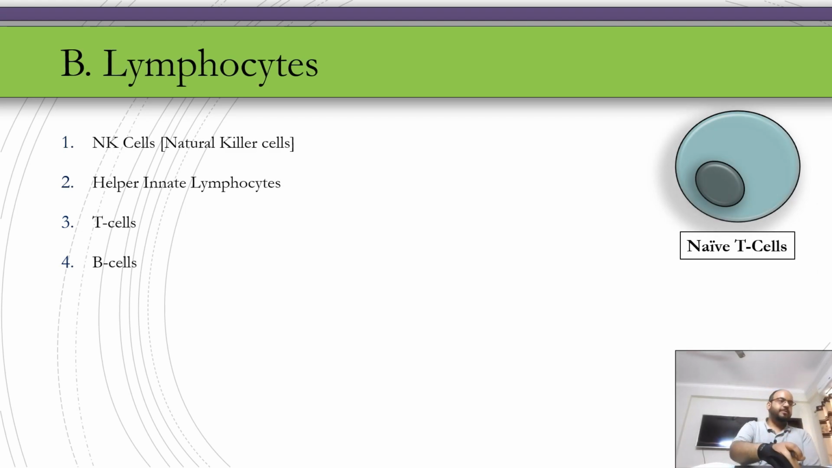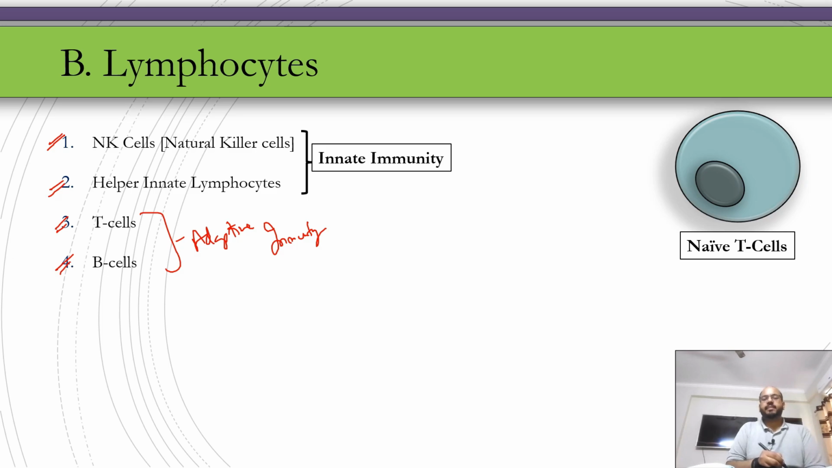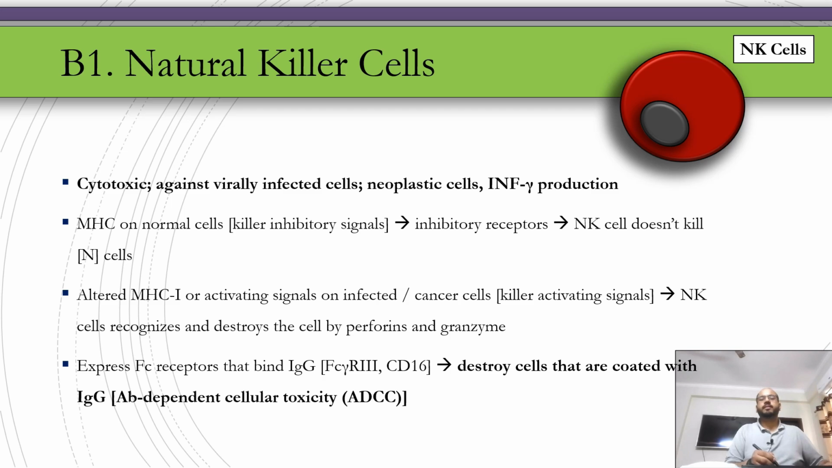We have discussed neutrophils, basophils, eosinophils, mast cells. Now we'll discuss a bit about lymphocytes. Lymphocytes are of majorly four types. You have NK cells, helper innate lymphocytes, T cells, and B cells. We know that T cells and B cells are majorly part of adaptive immunity. NK cells and helper innate lymphocytes are part of innate immunity. So we'll discuss NK cells and helper innate lymphocytes. Let's discuss first natural killer cells or NK cells.